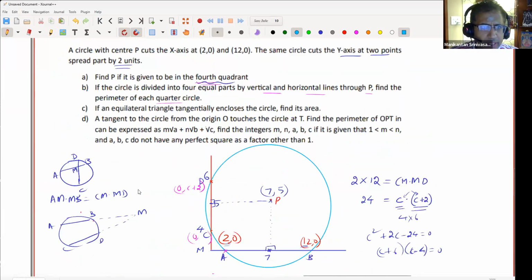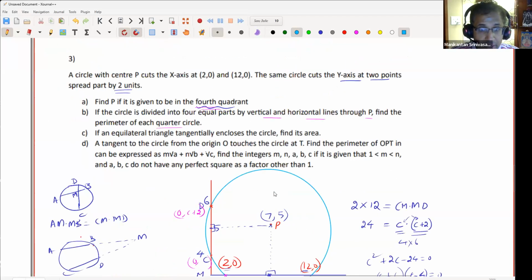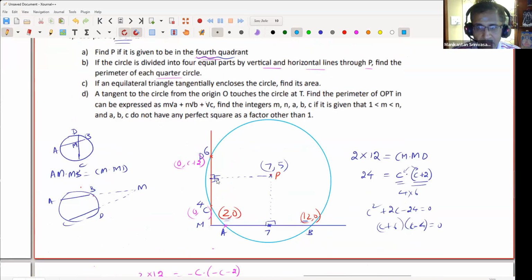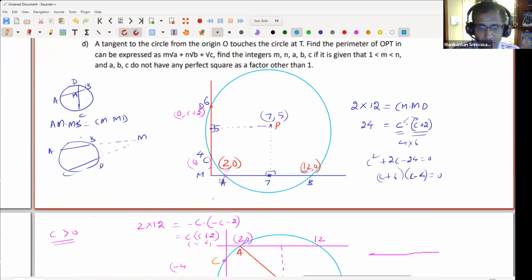Okay, that was question 3. Sorry, that's only 3 parts of the question. 5C. 5D. A tangent to the circle from the origin touches the circle at T. Okay, find the perimeter of OPT. Okay, find the perimeter of OPT in such and such a form, right? So let's do this.